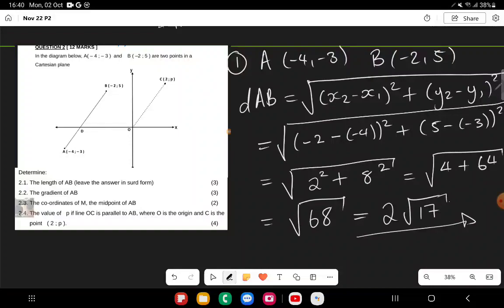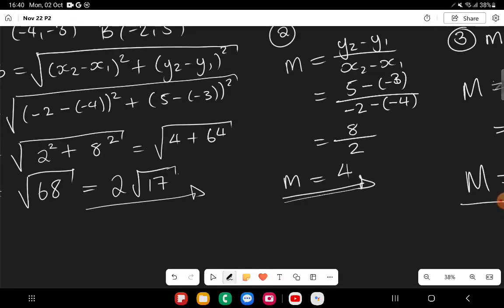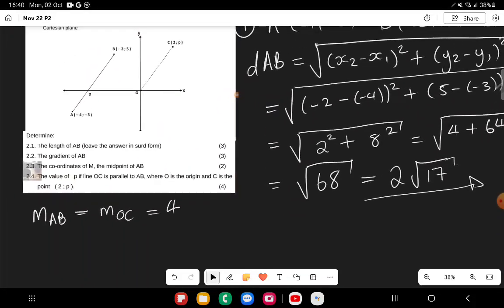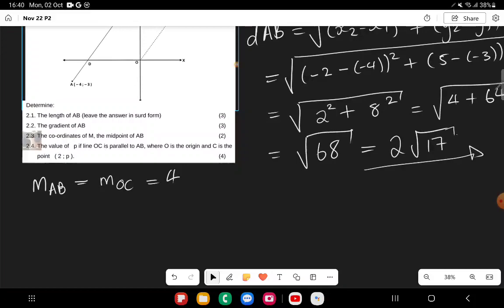Okay, so in order to answer this question, the first word we're going to look at is this parallel. If we have got parallel lines, it means the M values are equal. So that means that the M of AB is equal to the m of OC, which is equal to 4, and we know this because we calculated it in question number 2. So the equation, what are we looking for on C? We're looking for the y value, right? So the equation that we are going to use, we're going to say y is equal to 4x plus c.